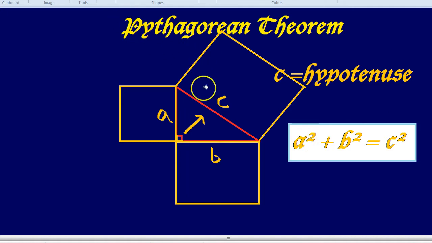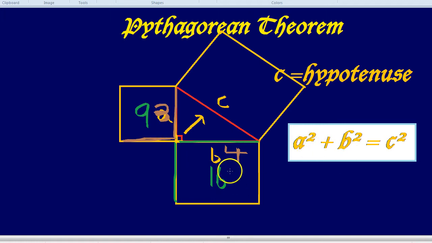Let's take this actual example here. In this triangle, if A was 3 and B was 4, what would C be? Well, the area of this square would be 3 times 3, which is 3 squared, which is 9. So this square would be area 9. B squared would be 4 times 4, which is 16. So B squared would be 16.